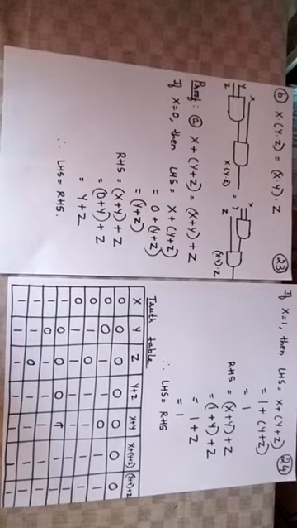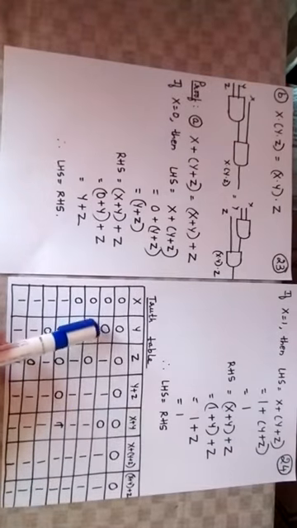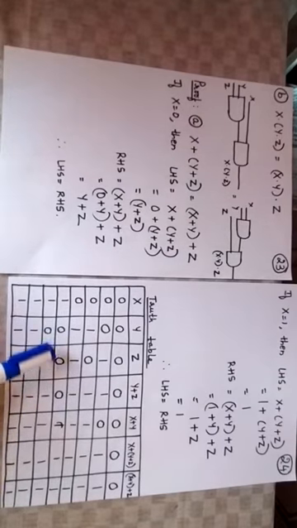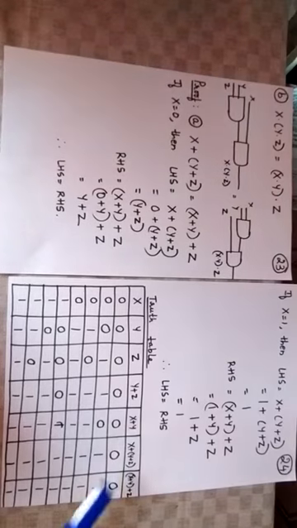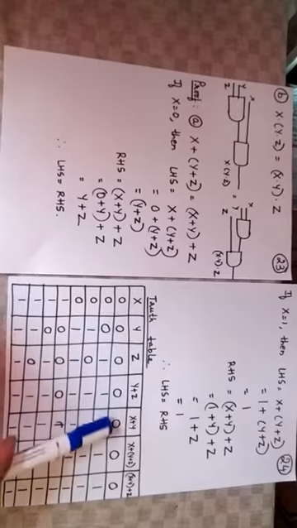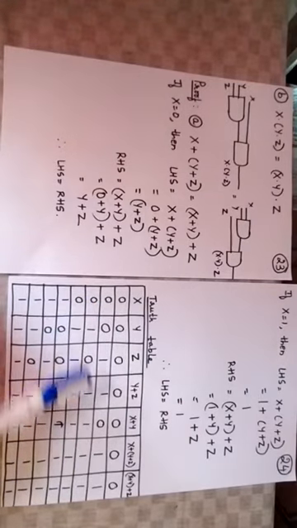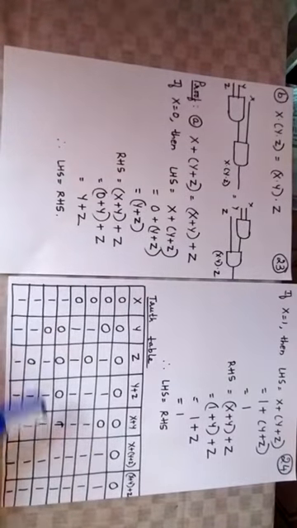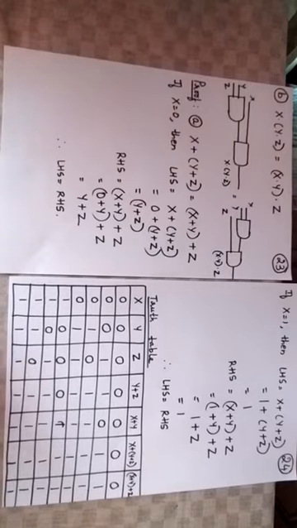Now first we have to solve the y plus z value. So for y plus z: 0 plus 0, 0. 0 plus 1, 1. 1 plus 0, 1. 1 plus 1, 1. 0 plus 0, 0. 0 plus 1, 1. 1 plus 0, 1. 1 plus 1, 1. This is for y plus z. Next we have to take the value for x plus y. So now x plus y: 0 plus 0, 0. 0 plus 0, 0. 0 plus 1, 1. 0 plus 1, 1. 1 plus 0, 1. 1 plus 0, 1. 1 plus 1, 1. 1 plus 1, 1. So these are the 2 columns here.